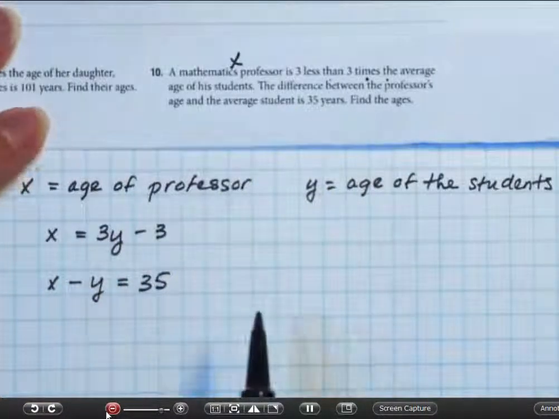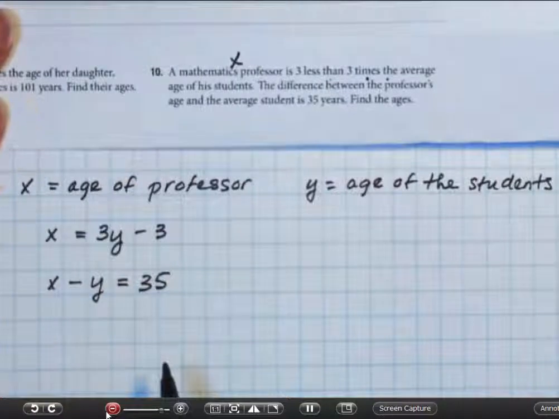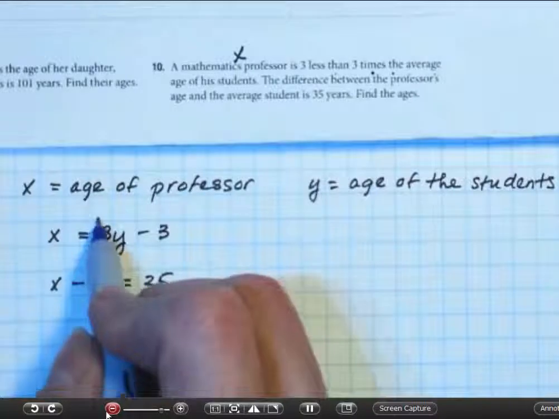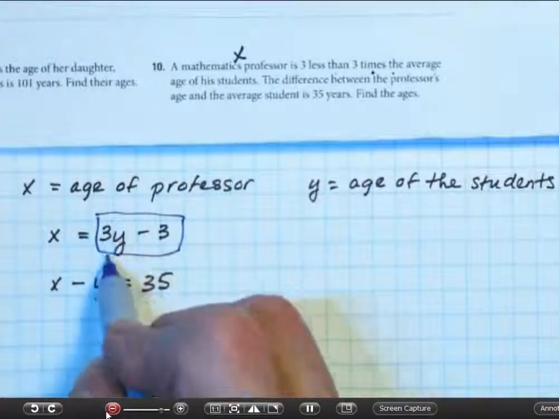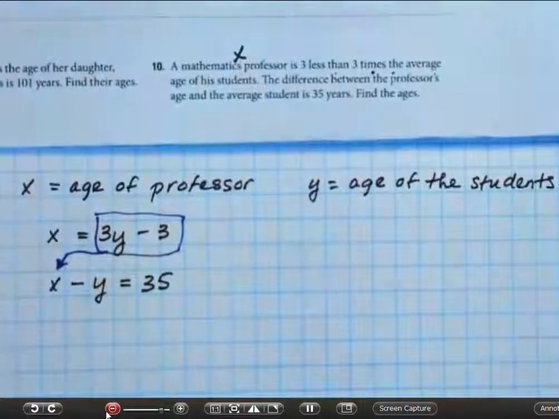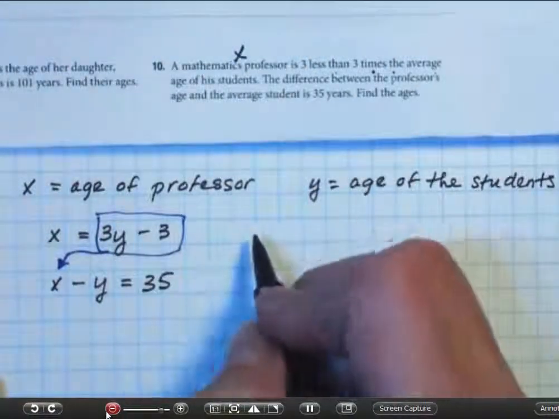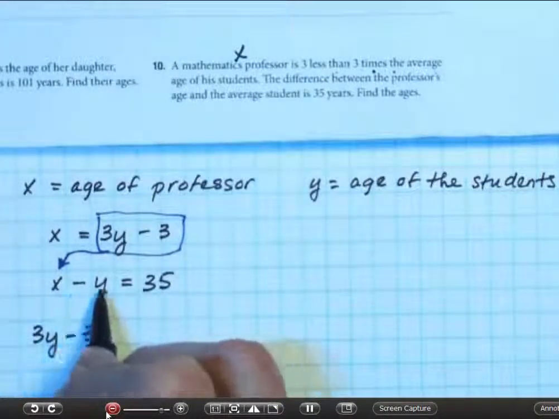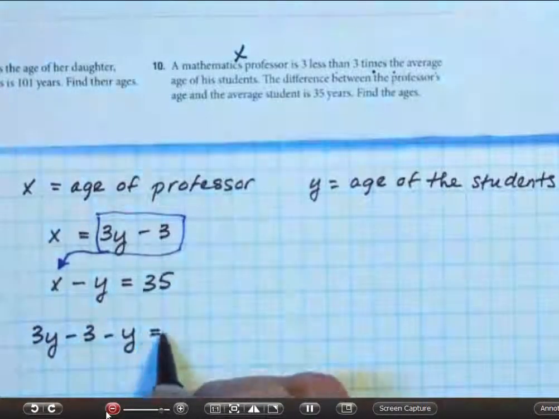So now I have 2 equations. I can either use graphing, which doesn't make sense, or I can use substitution, or I can use elimination. Well, right now we have a very nice substitution problem because we have X in terms of Y here. So I can just substitute that into my second equation where there's an X. If I do that, I end up with 3y minus 3 minus y equals 35.